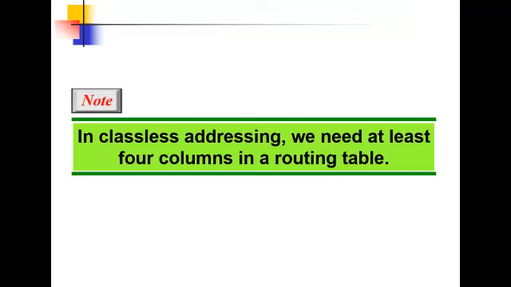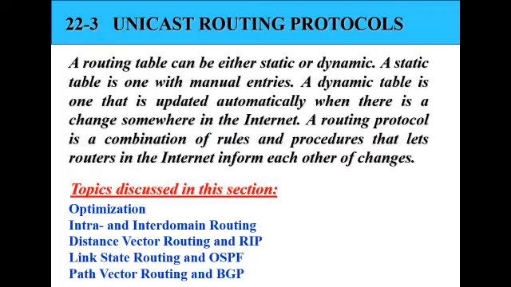Now in classless addressing, we need at least 4 columns in the routing table. I think we have learned classless addressing in previous lectures. So, unicast routing protocol. A routing table can be either static or dynamic. Obviously, manual entries can be made in the routing table, and automatically we can update or generate the routing table. And obviously automatic table and routing methods are very important, and nowadays everything is automated and a number of protocols are available to perform this operation.